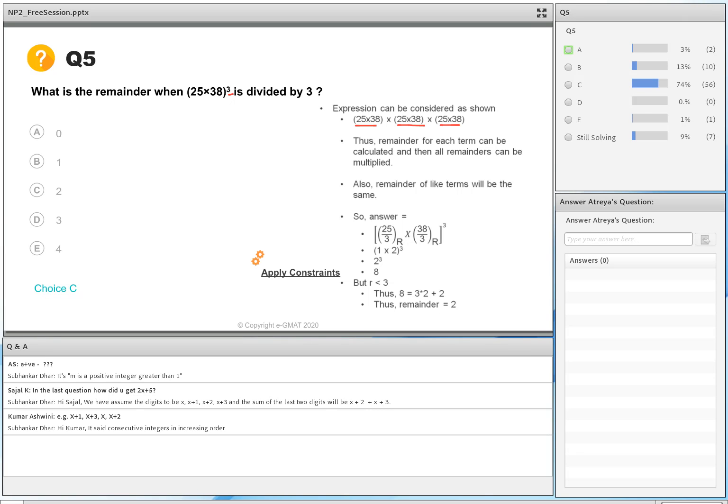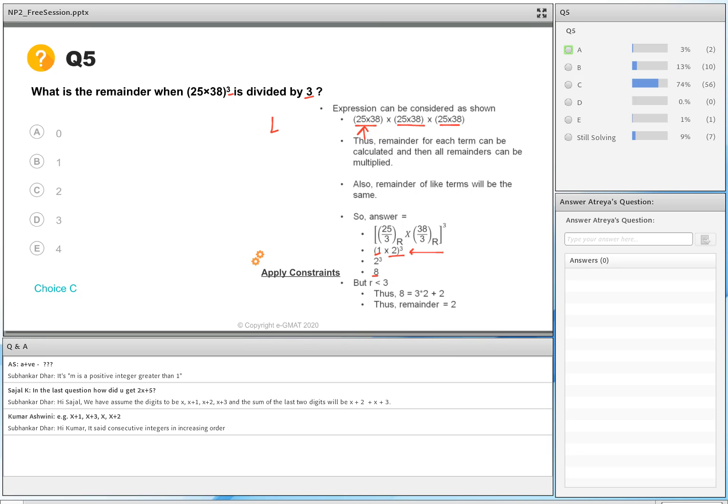Now when I divide 25 by 3, the remainder that I get is equal to 1. And when I divide 38 by 3, the remainder that I get is equal to 2. So 1 times 2 would give me the remainder for one part. But I have three parts here, so I need to cube that, right? Now what is 1 times 2? It's equal to 2. Cube of 2 is equal to 8.